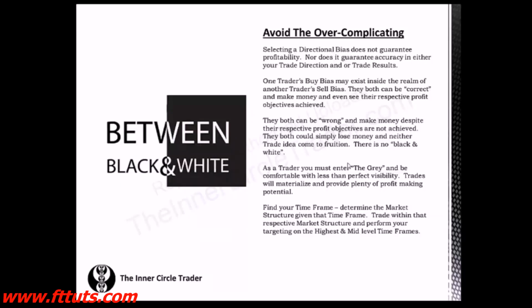By selecting a directional bias, this does not guarantee profitability. It's very important you understand that. Nor does it guarantee accuracy in either your trade direction and or your trade results. One trader's bias may be bullish, they're looking for buys, and that may exist inside the realm of another trader's sell bias. They both can be correct and make money, and even see both their respective profit objectives achieved. They both can be wrong and make money despite their respective profit objectives not being achieved.